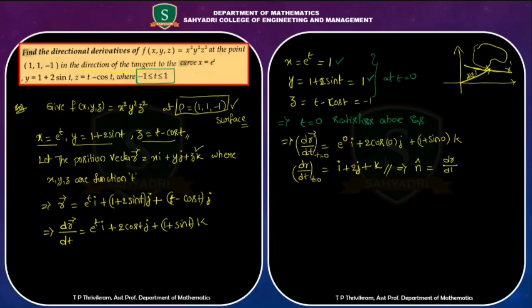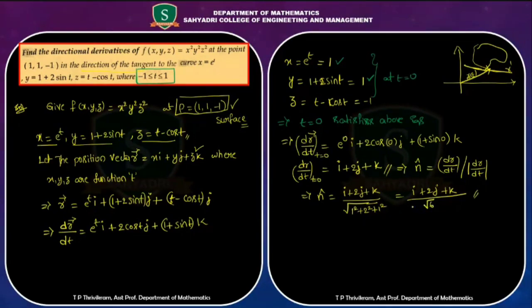dr/dt divided by the magnitude of dr/dt, right? Yes. So this implies n cap is equal to (i + 2j + k) divided by root of 1 squared plus 2 squared plus 1 squared, so (i + 2j + k) divided by root 6 again. So this is the n cap value.